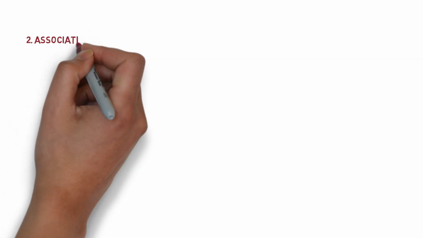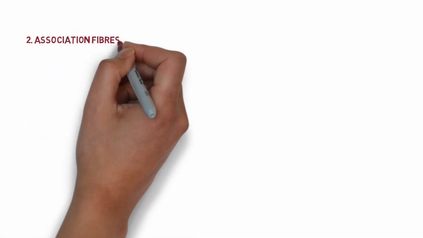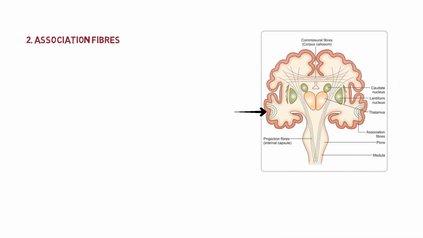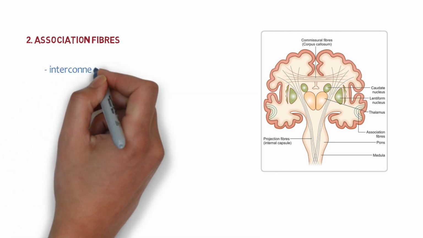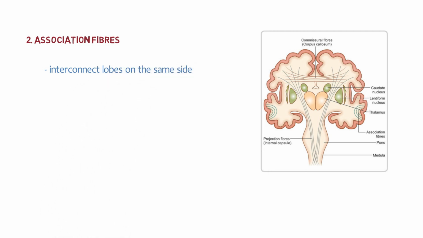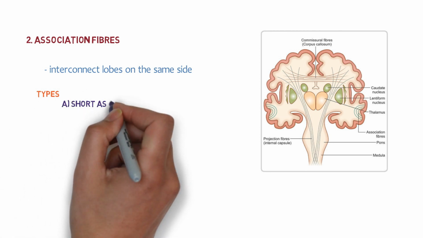Now the next fiber is association fiber. So look over here, these are the association fibers. What is the characteristic of this association fiber? Did you find any? Yes, it connects lobes on the same side. This fiber connects different parts of the same cerebral hemisphere. So this interconnects lobes on the same side. There are two types of association fiber, that is short association fibers and long association fibers.